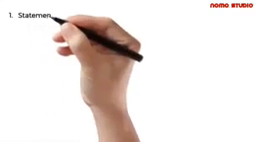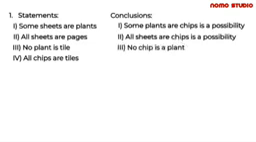Consider the statements. Some sheets are plants. All sheets are pages. No plant is tile. All chips are tiles. The conclusions are: some plants are chips is a possibility. All sheets are chips is a possibility. No chip is a plant.